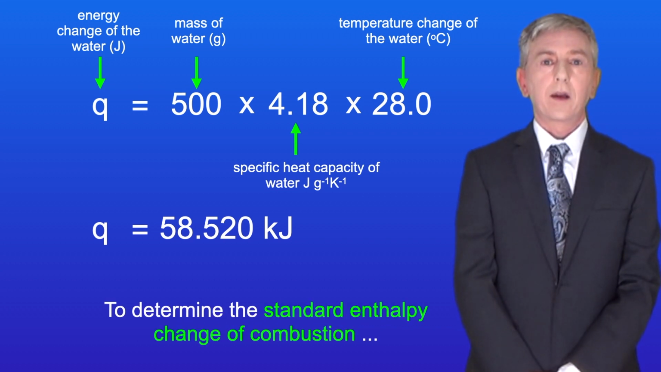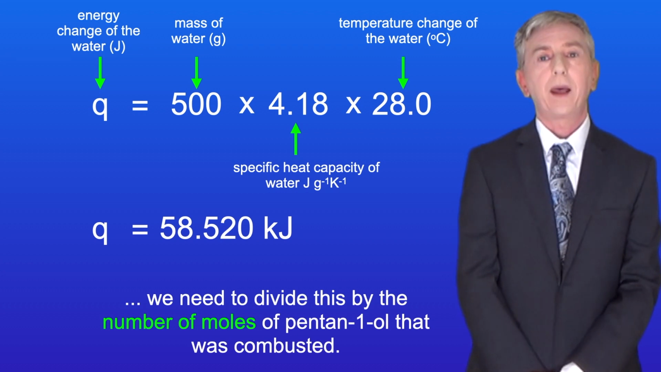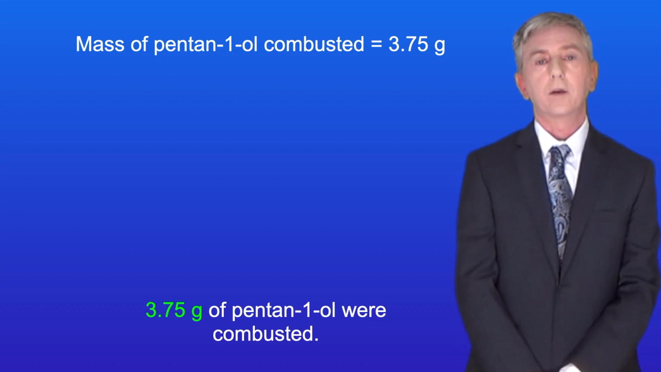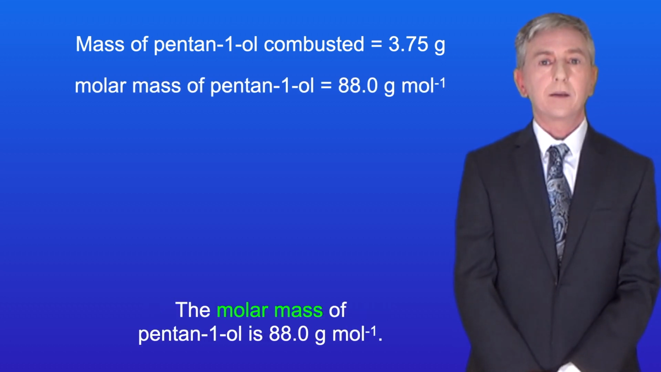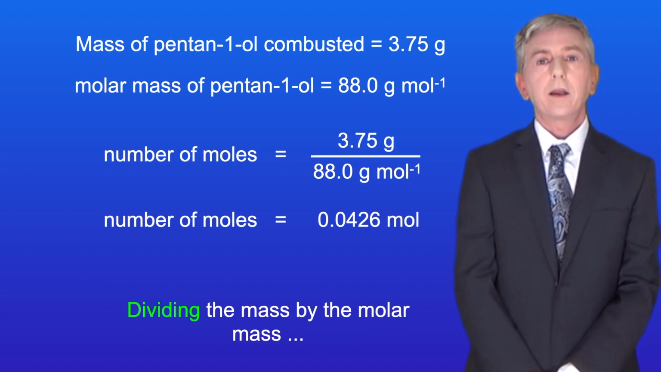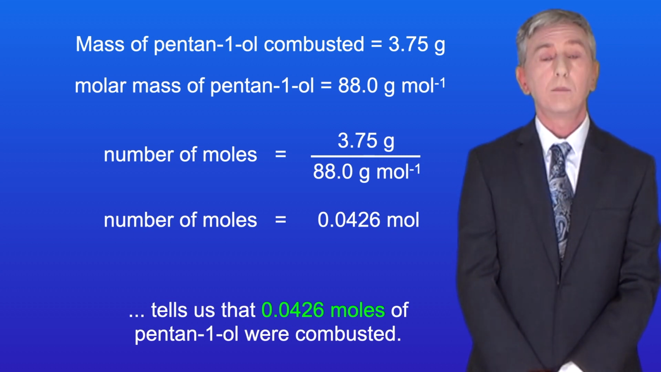To determine the standard enthalpy change of combustion, we need to divide this by the number of moles of pentan-1-ol that was combusted. 3.75 grams of pentan-1-ol were combusted. The molar mass of pentan-1-ol is 88.0 grams per mole. Dividing the mass by the molar mass tells us that 0.0426 moles of pentan-1-ol were combusted.